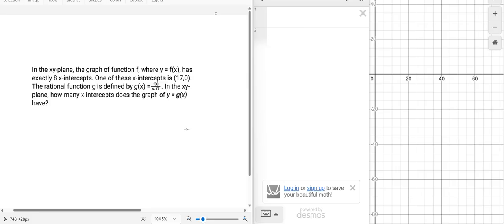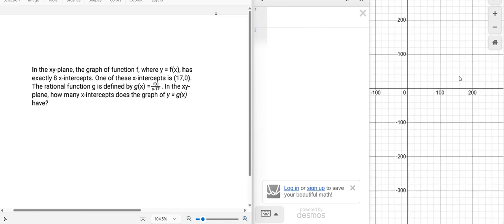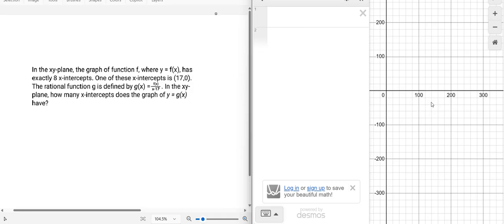In the xy plane, the graph of function f, where y equals f(x), has exactly 8 x-intercepts. What does that mean? It means the graph will intersect the horizontal axis 8 times. One of these x-intercepts is 17. So one x-intercept, (17, 0), is given, and the other 7 intercepts we can assume by ourselves. The rational function g is defined by g(x) equals f(x) upon x minus 17.